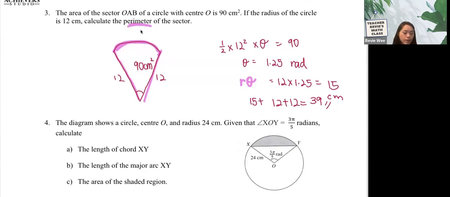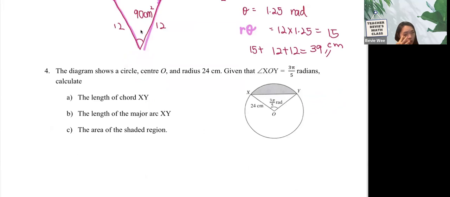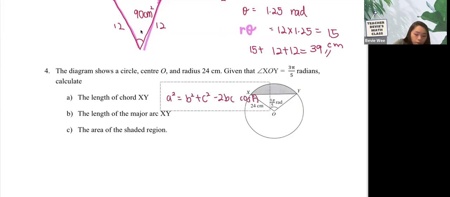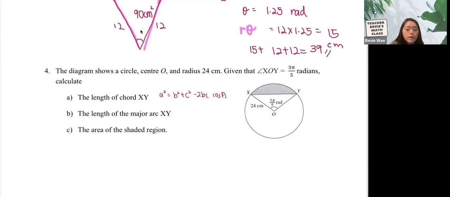Okay, next one. Diagram shows a circle, center O and radius 24. XOY is 3 pi over 5 radian. I want to calculate the length of chord XY. Okay, same thing. I want to find what first? This is cosine rule, right? XY, that is your A. So again, I'm going to write down the formula. A square equals B square plus C square minus 2BC cos A. Okay, here you go. All right, 2 minutes. Can you help me find the length of XY from here?